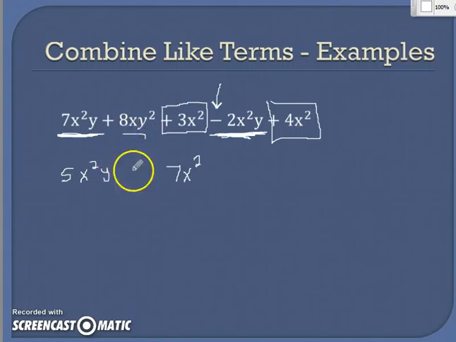And then our last term, 8xy squared, can't be combined. So plus 8xy squared. So always look in front of each number to make sure what that symbol is. With this one especially, it was a -2. We had to make sure we did 7 minus 2 to get to our answer.